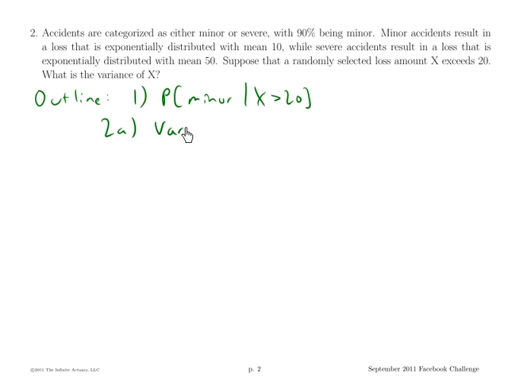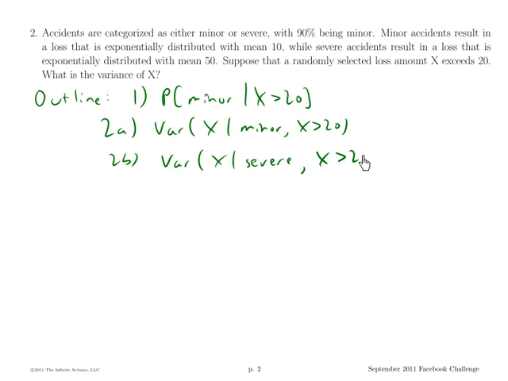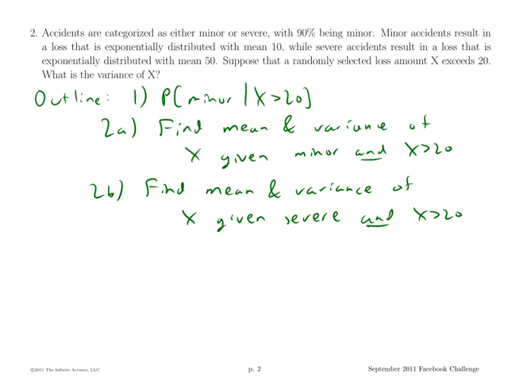I'm going to say, well, what is the variance of x given that I have a minor accident in which x was greater than 20? Or alternatively, what is the variance of x if I had a severe accident in which my loss amount was greater than 20? And in fact, in addition to the variance, I also want to know the mean. So I want to have the mean and variance. And then the final piece of the puzzle, step 3, is I want to combine these to get the final answer.